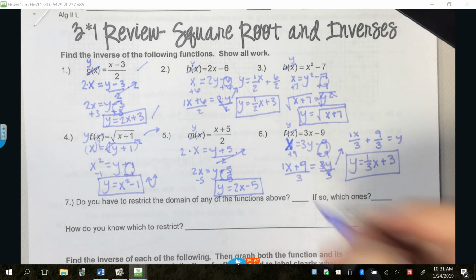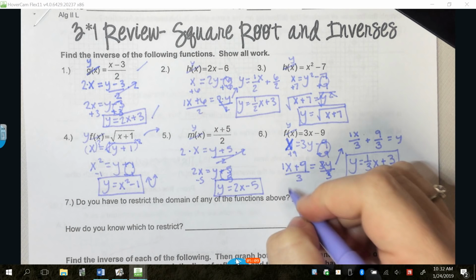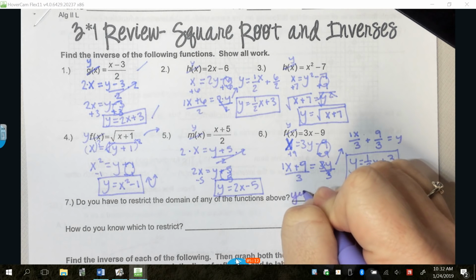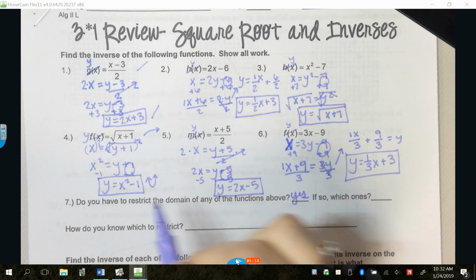So do you have to restrict any of the domains above? So the answer is yes. And we're going to do number 3 and number 4.